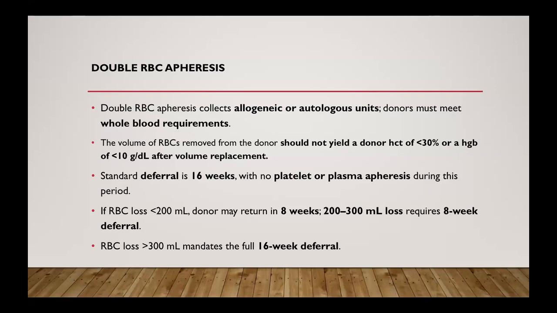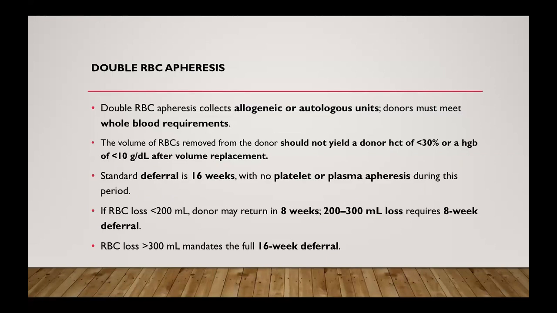And what is double RBC apheresis? Yesterday, I think I talked about it. But double RBC apheresis is collecting at least 2 units of RBC from one donor at the same time. The volume of RBC removed from the donor should not yield a donor hematocrit of less than 30% or hemoglobin of less than 10 after volume replacement. So this apheresis is in fact allogenic.